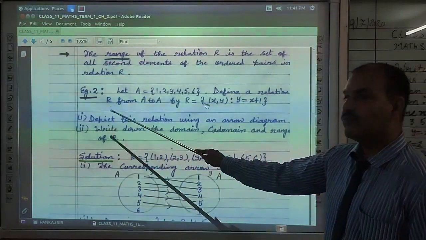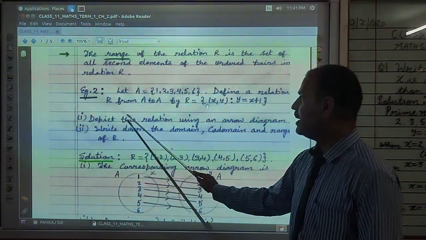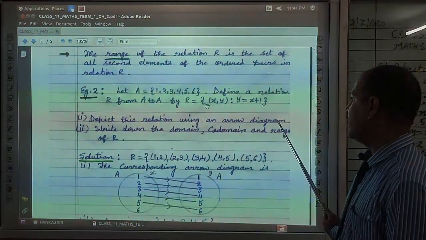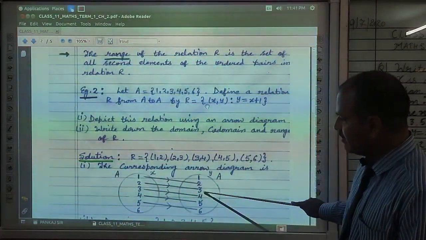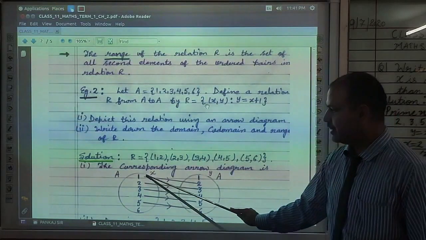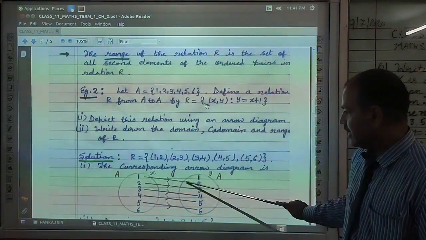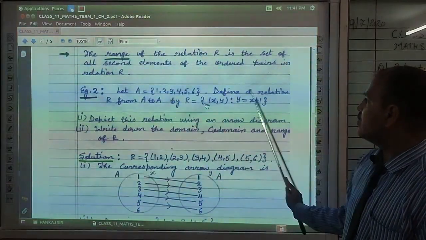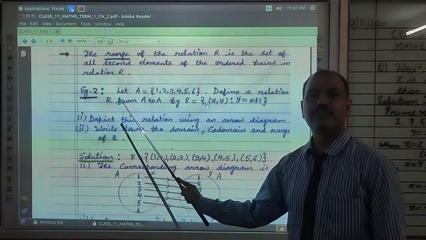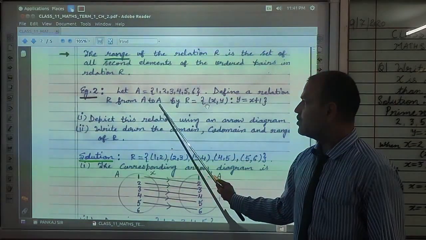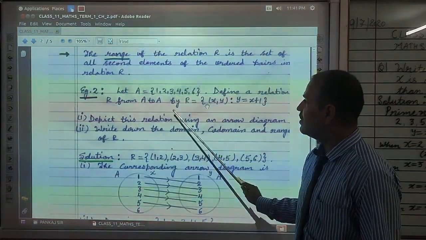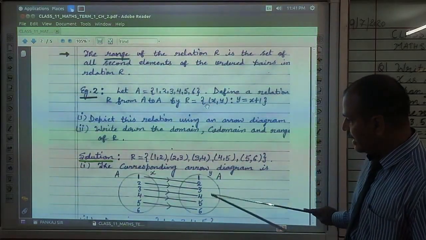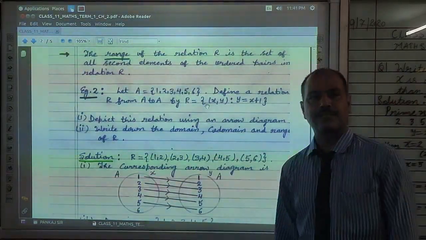We have to find the first part: depict this relation using an arrow diagram. This diagram is called an arrow diagram. This is set A, this is also set A. Why set A to A? According to the question, define a relation from A to A. So the values of A are 1, 2, 3, 4, 5, 6, and here also the values of A are 1, 2, 3, 4, 5, 6.